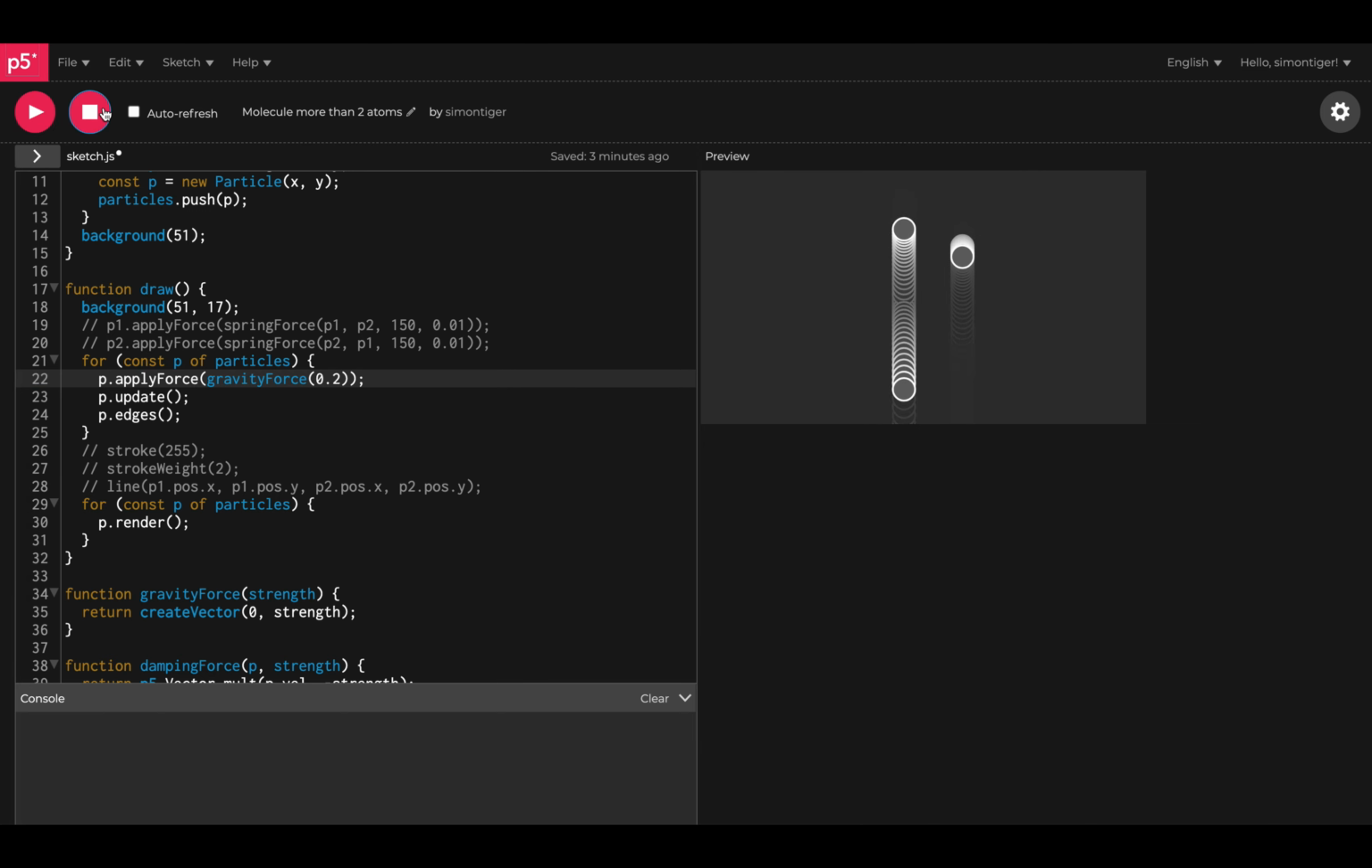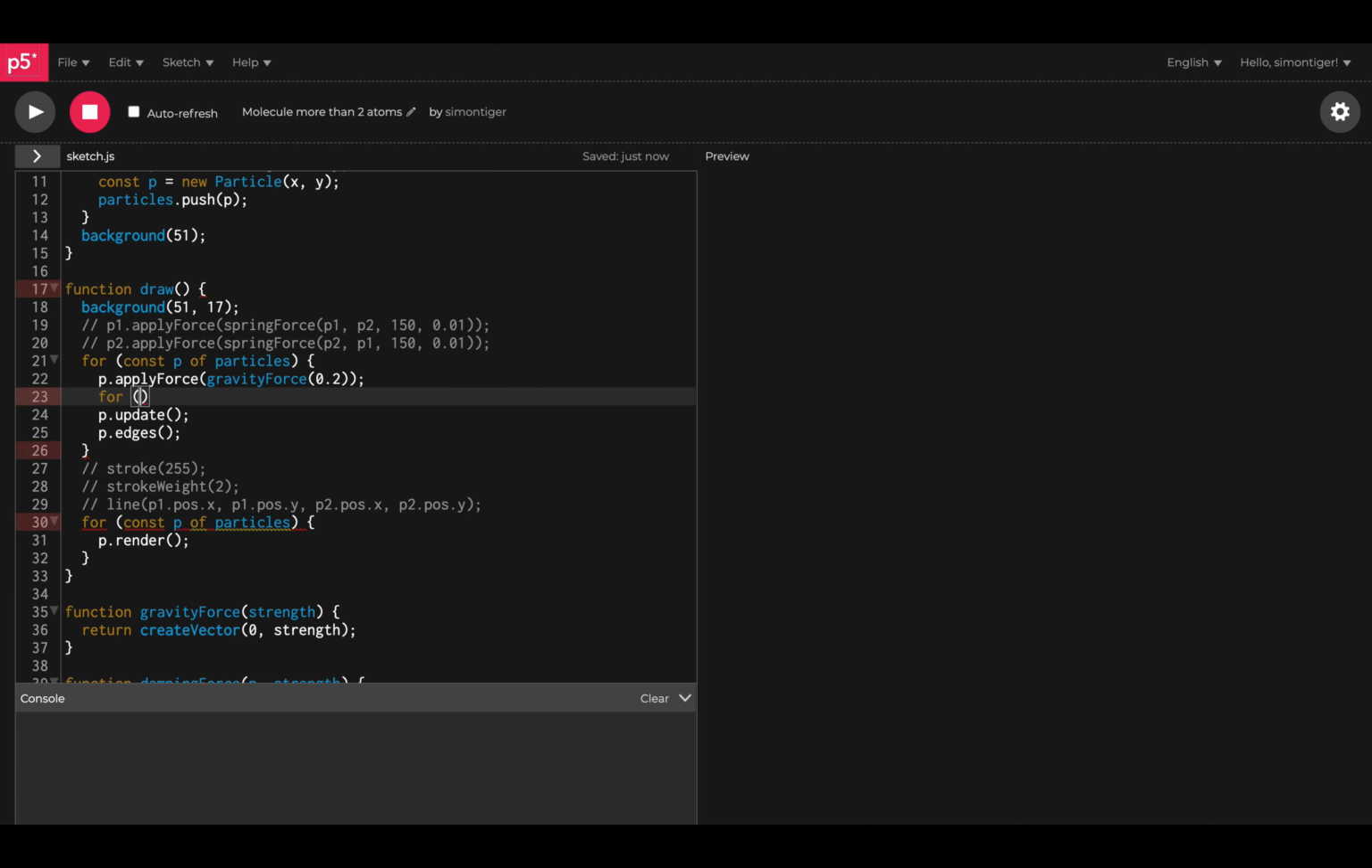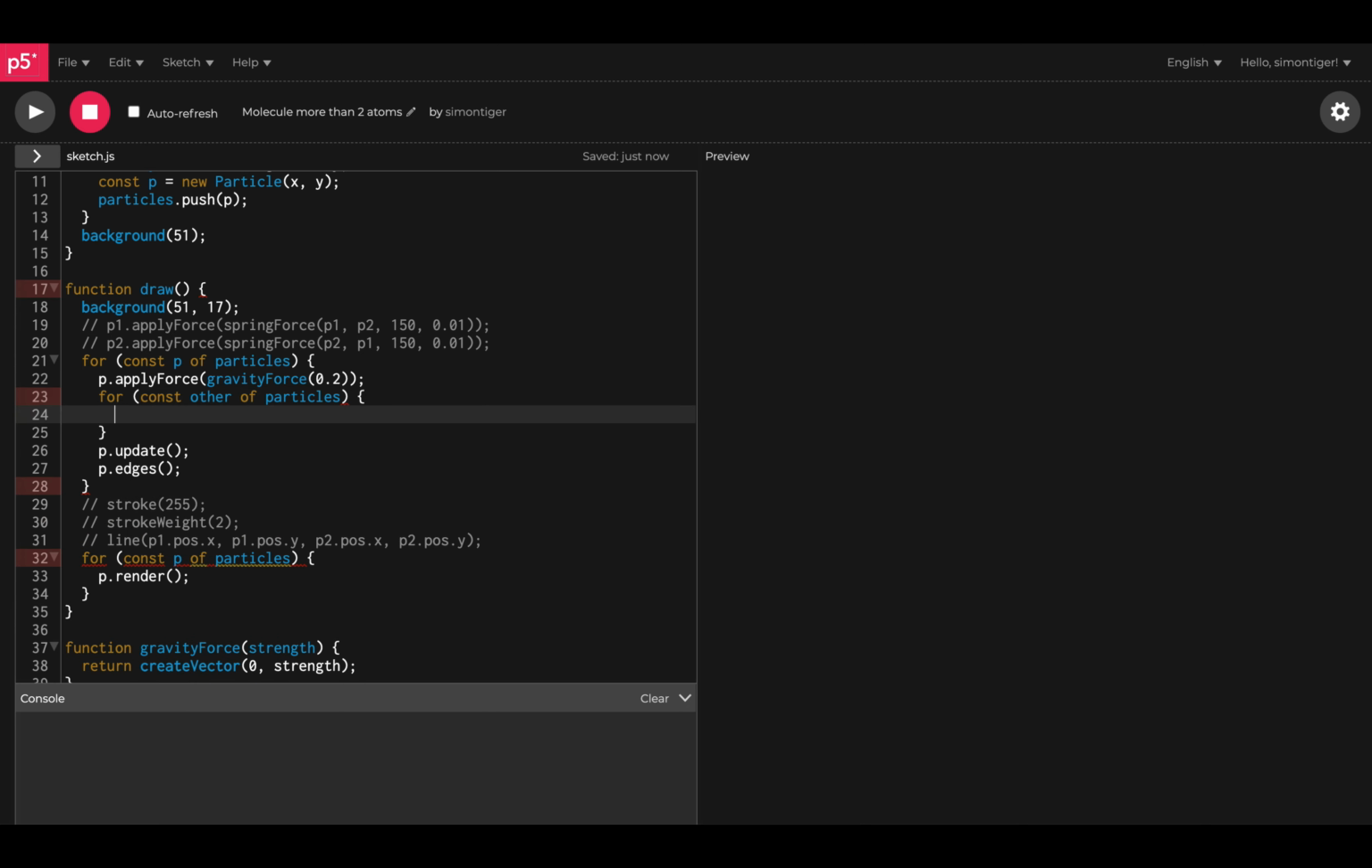Okay, this is going to be a bit difficult here. How do I do this? I'm pretty sure what I want to do is go through every particle that's not this one. So I'm going to go through for each other of particles. If P is not other, because I don't want to connect it to itself, that would be ridiculous.